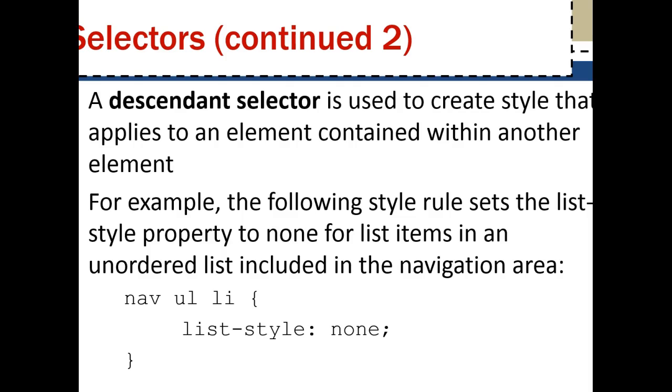And if you want to create a style that applies to an element contained within another element, you list the elements in the order they appear to create the selector in the style rule. This type of selector, we call a descendant selector. So you use the nav here, the list. The following style rule sets the list-style property to none for the unordered list. So for the unordered list, you put the list style to none. So you don't want to apply the style.